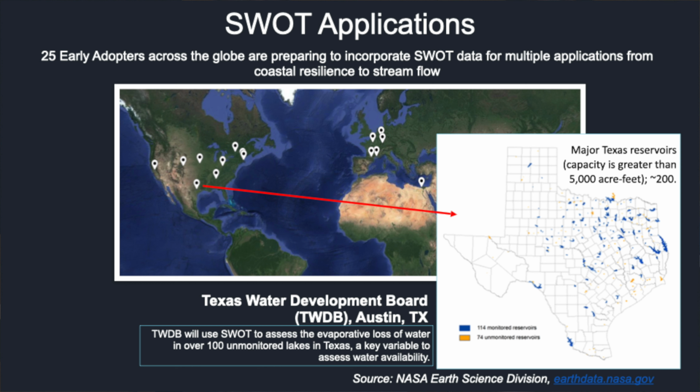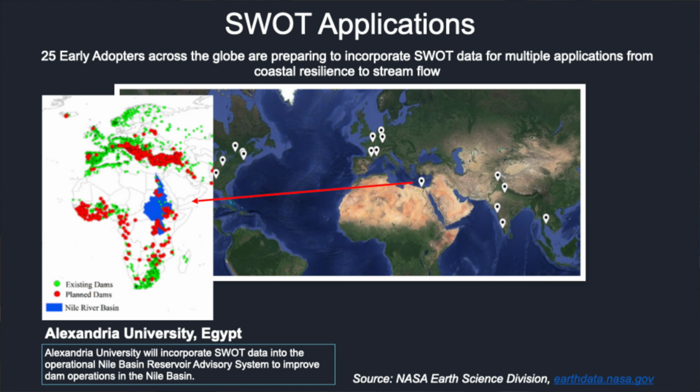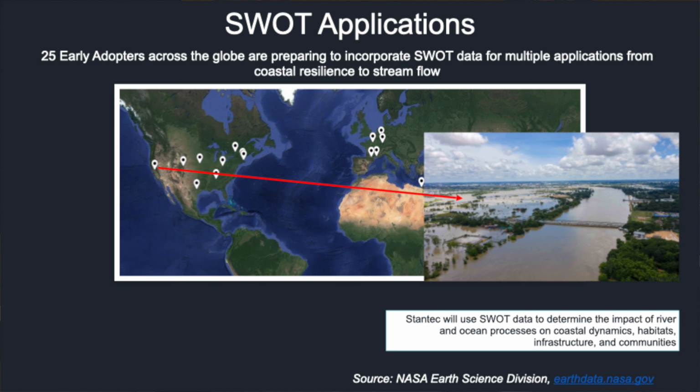We have various different people already doing applications with this. I think this one was here in Texas, looking at the various different reservoirs and their levels. This is about the flow of the river in the Nile, and then even assessing floods. This information is being validated right now and should become public soon.